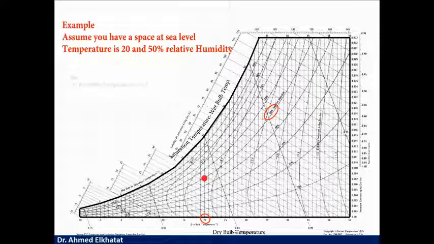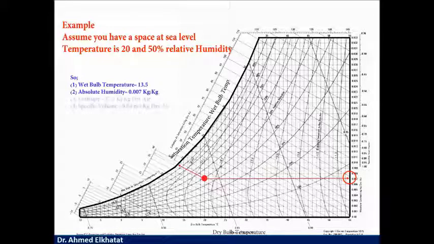Wet bulb temperature by extending the point, then we can extend another line to find absolute humidity on the horizontal line of the absolute humidity. Then we can extend another line to find enthalpy and to find specific volume of the dry air. By this you can find any parameters very easily by knowing only two parameters of the psychrometric chart.